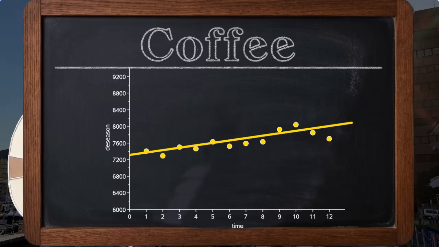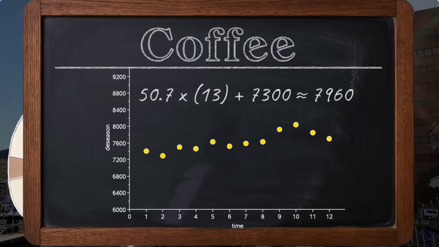Now, suppose we want to predict sales for next summer, the very next season. We can use our linear regression equation and substitute in x equals 13. Our de-seasonalised estimate for next summer is 7,960. But from a practical perspective, we need to know the actual amount of sales. So we need to convert this back to raw sales.